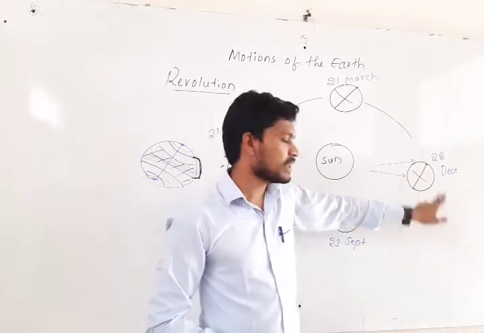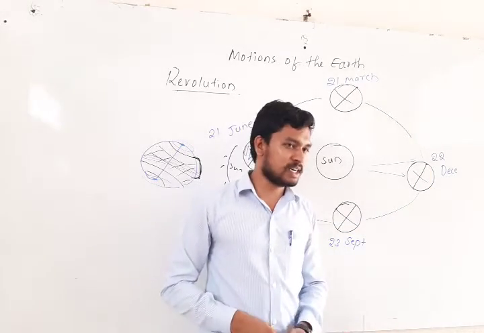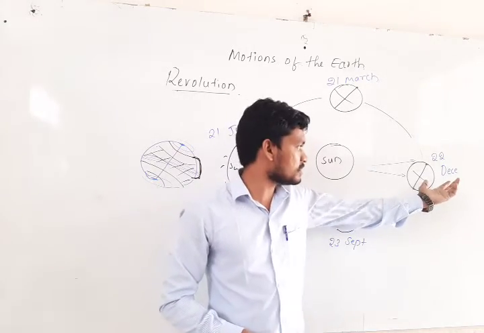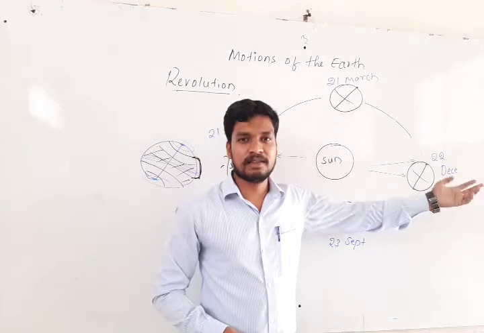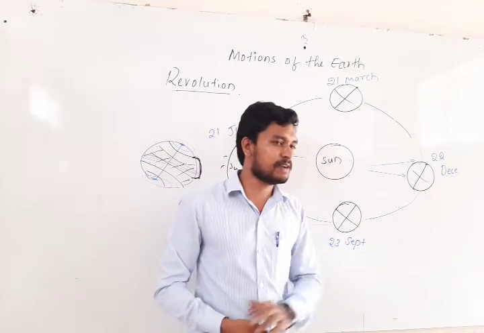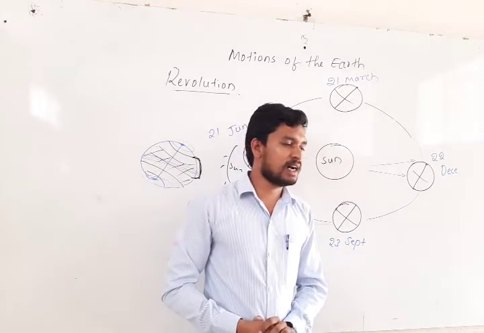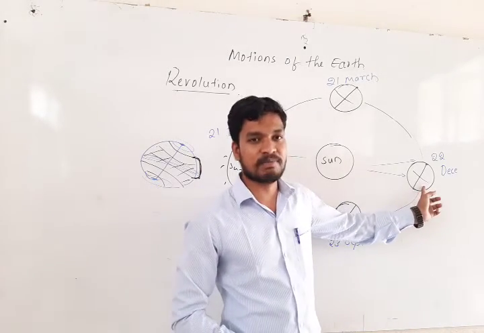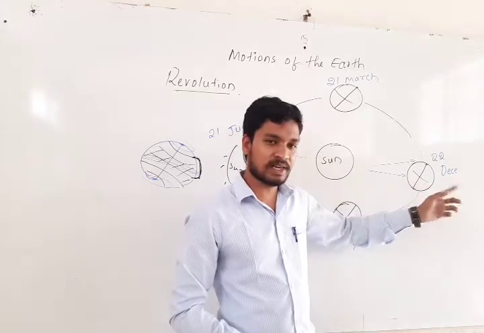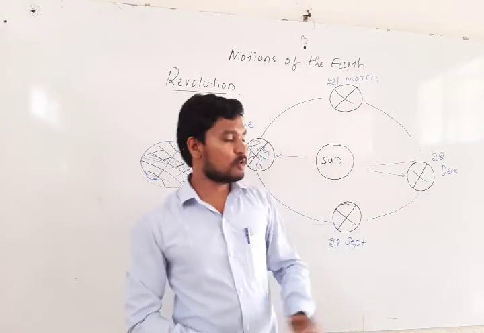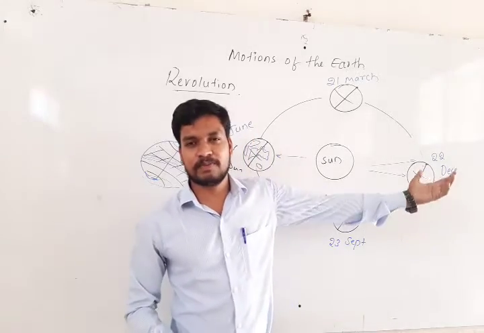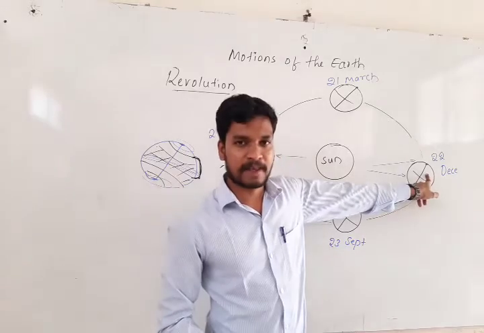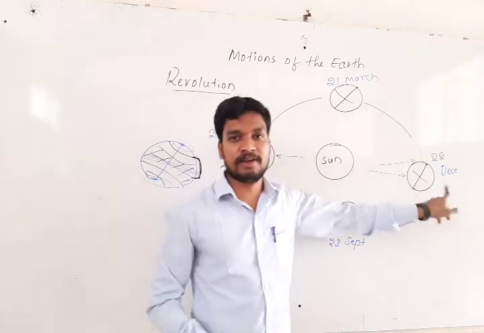So it's summer for us, and winter for which continent or which country? It's winter at this time, in this month. For Australia it will be summer, and it will be winter for the other continents, for example India. For Indians it will be winter, and for Australians it will be summer.